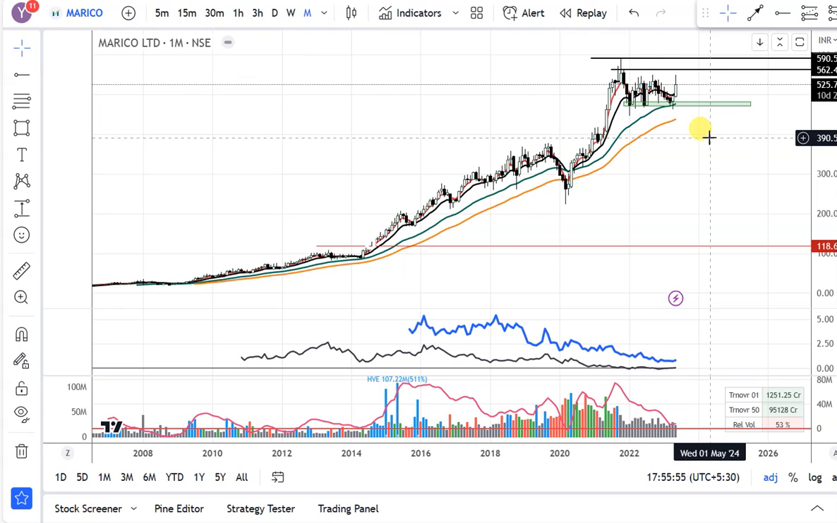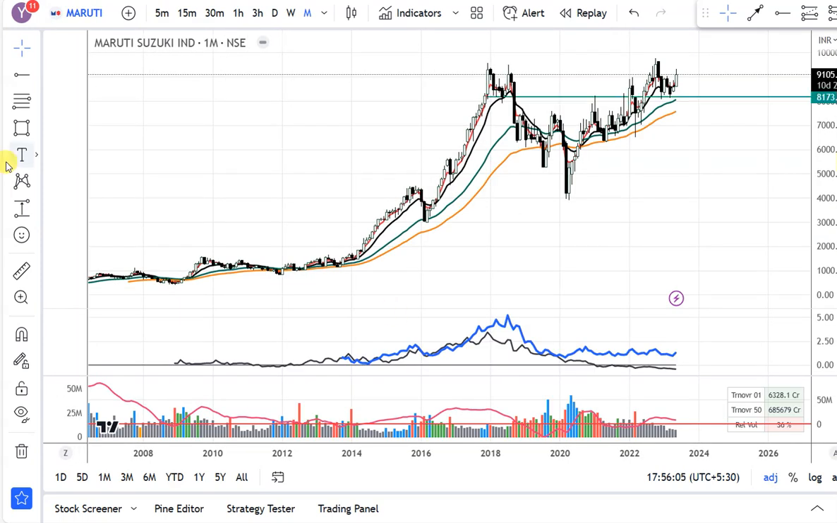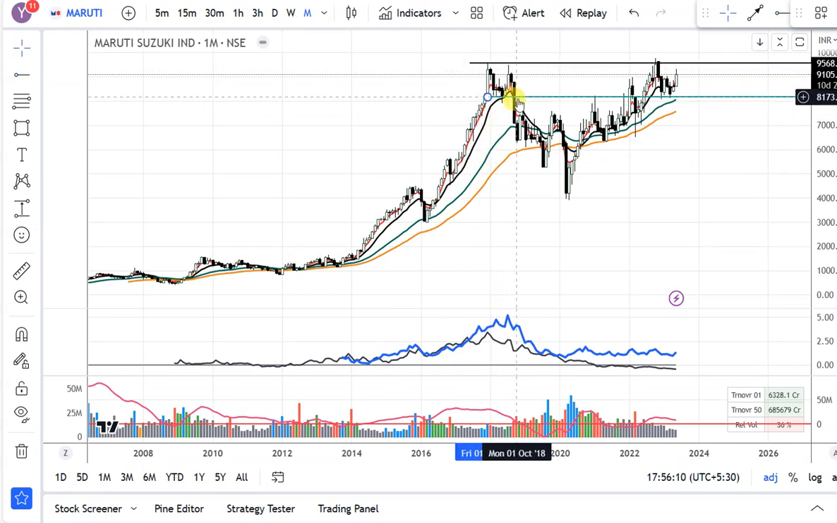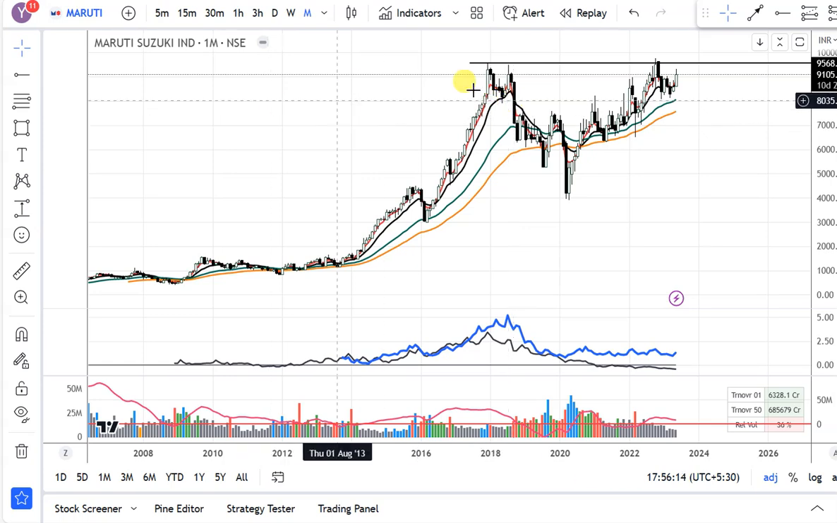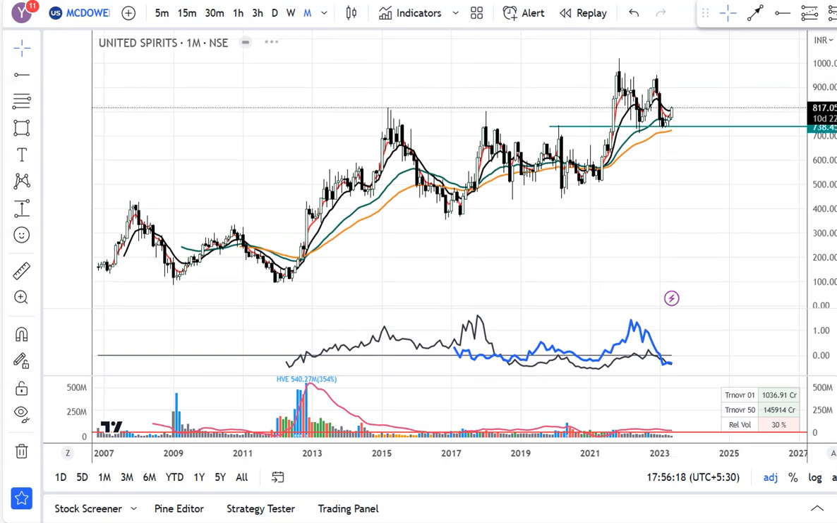Maruti Suzuki right now is stuck again near the all-time high area. So a lot of stocks are stuck near the all-time high areas. So the market has to do something very phenomenal for people to get back in this area and feel confident that after a breakout, such stocks can generate the next 50-60% returns for them.